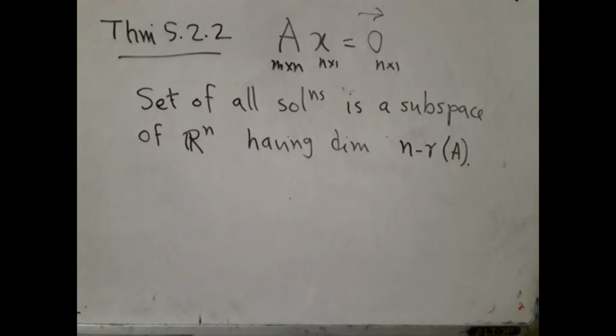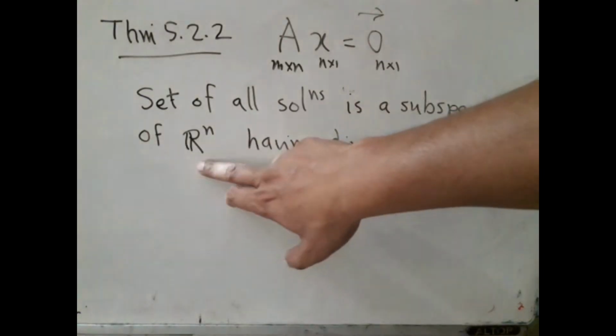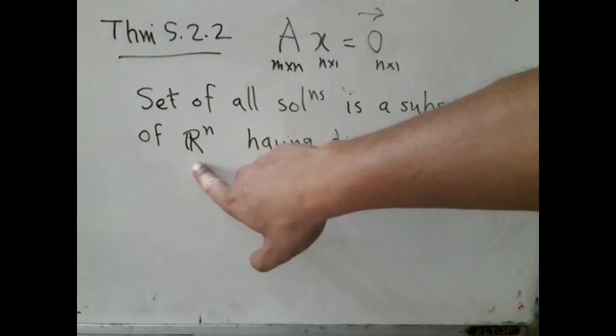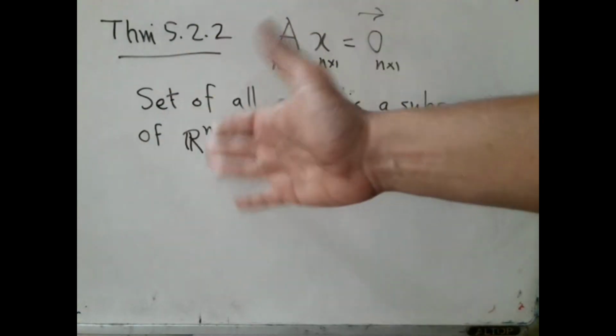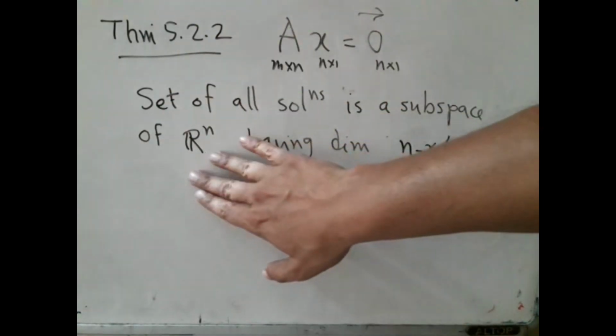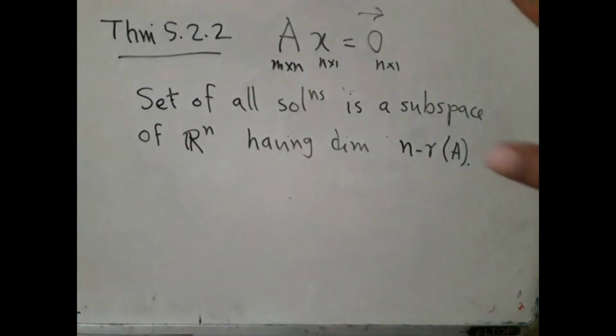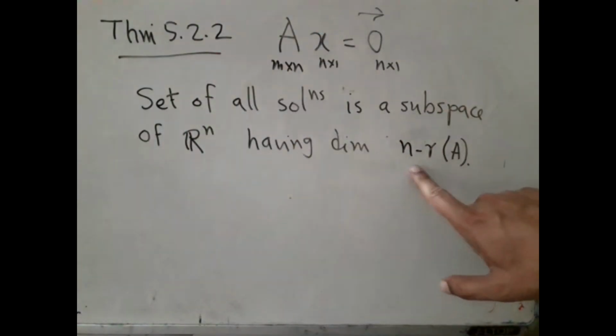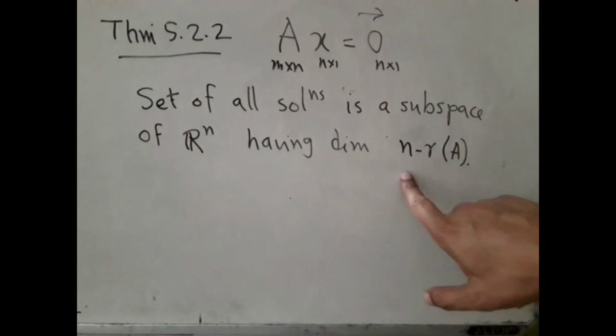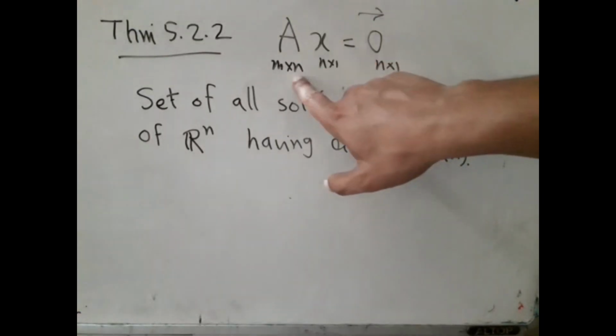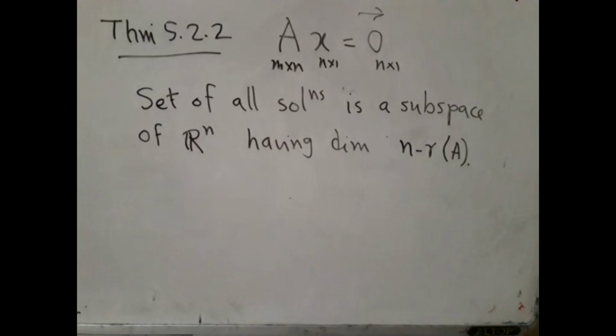Theorem 5.2.2: if we have a homogeneous system of equations, then the set of all solutions forms a subspace of Rn. The book says Fn because it is working with a general field, but just to fix ideas, I am using real numbers, Rn. And this subspace has dimension n minus rank of A, where n is the number of columns. This statement combines two things.